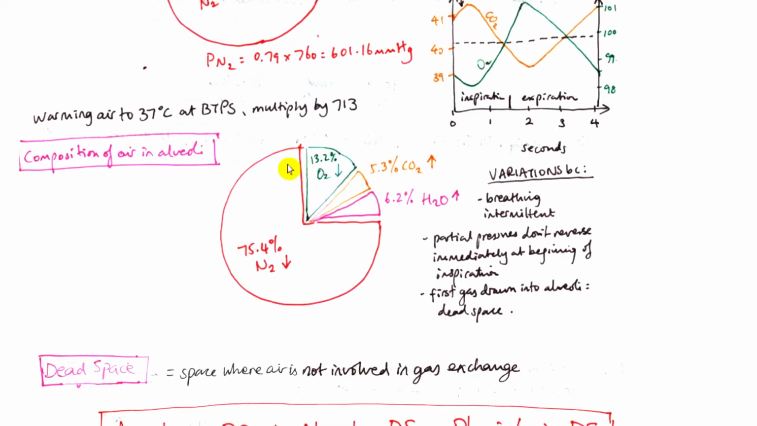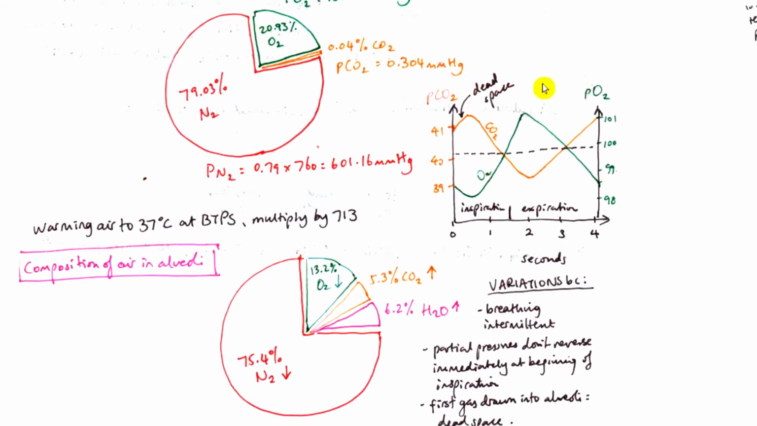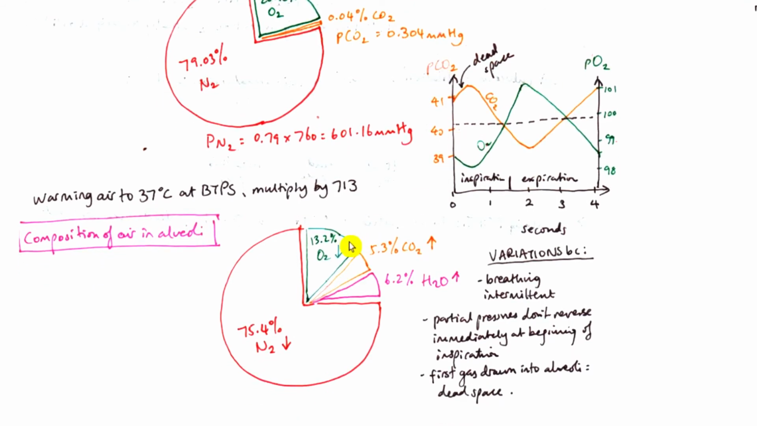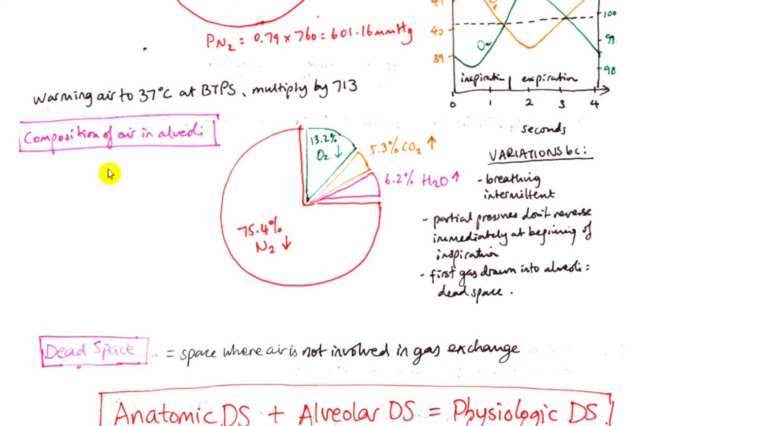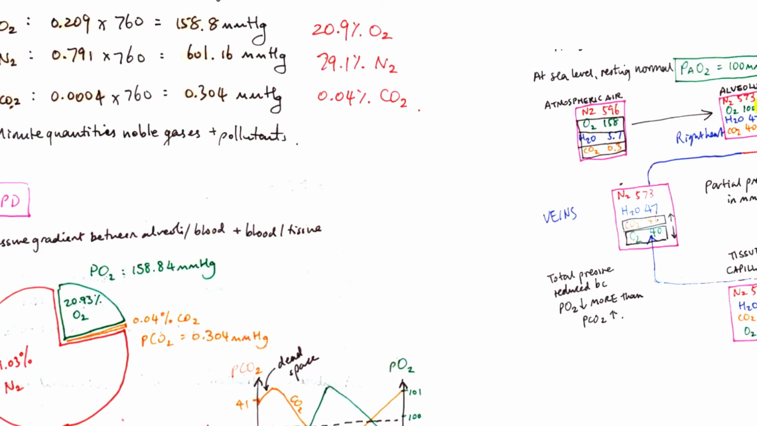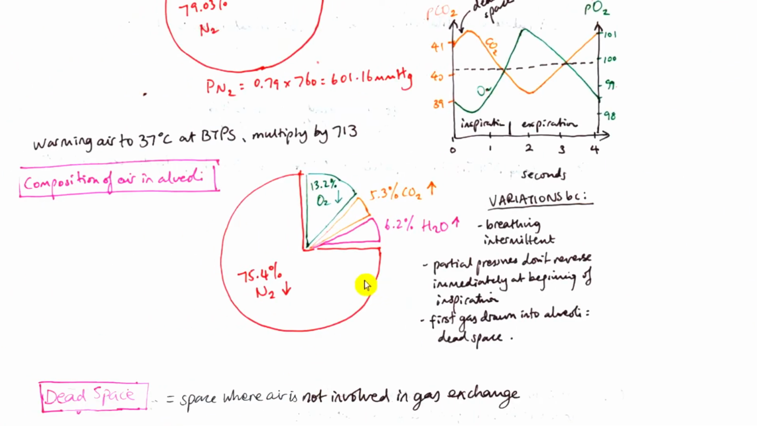It doesn't actually increase, but the proportion of it just increases. So we're looking at partial pressures here. Remember, that's the fraction times the total amount. So the composition of the air in the alveoli, as we've seen, so a lot of changes take place. Gas exchange takes place in the alveoli. So nitrogen goes down because some of the other gases go up. Oxygen goes down, obviously, because it's being used up. Carbon dioxide goes up, and then water vapor goes up.